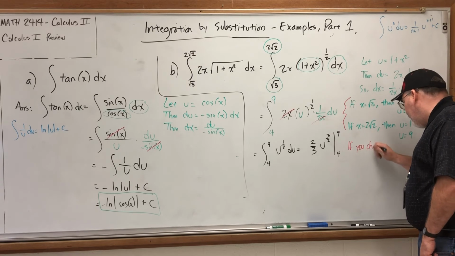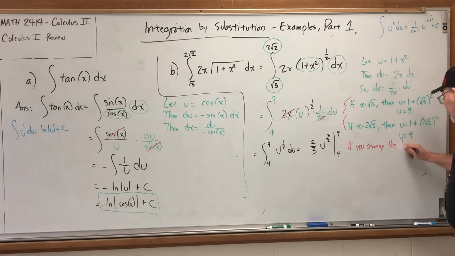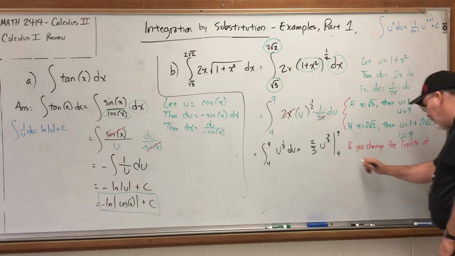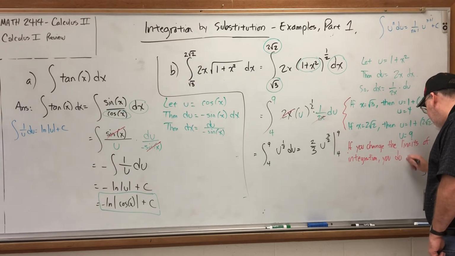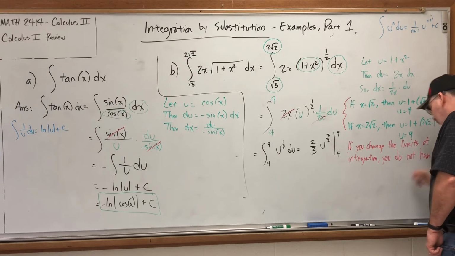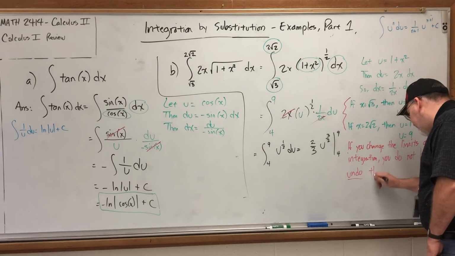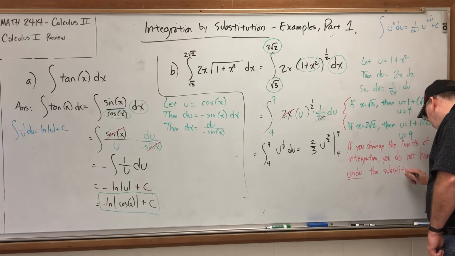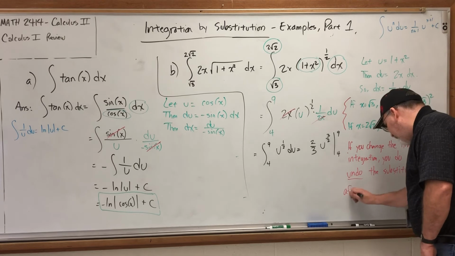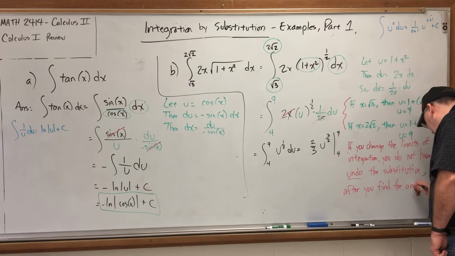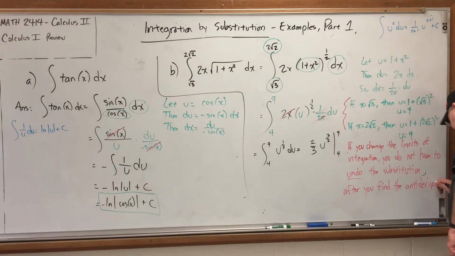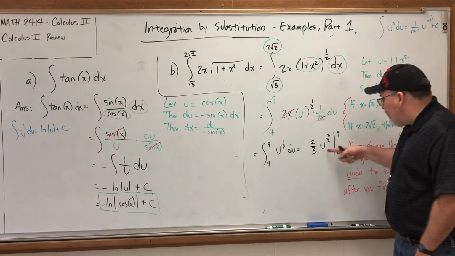If you change the limits of integration, which we did, you do not have to undo the substitution after you find the antiderivative. A lot of words there. If you change the limits of integration like we did here, you do not have to undo the substitution after you find the antiderivative. These are u values, that's a u.